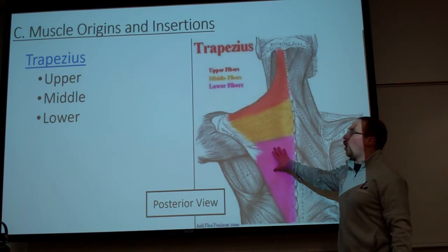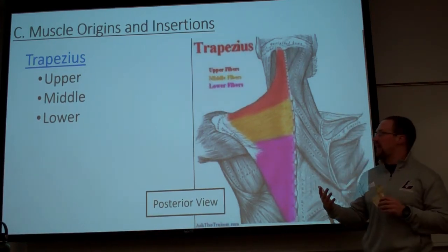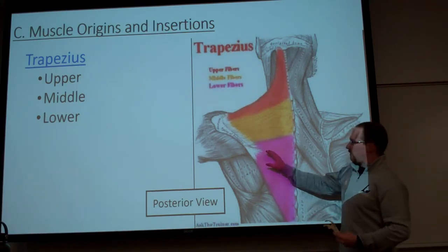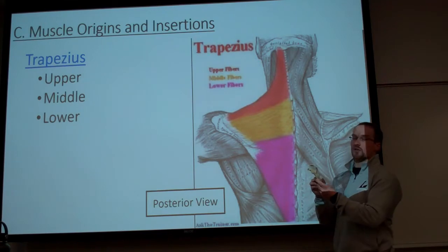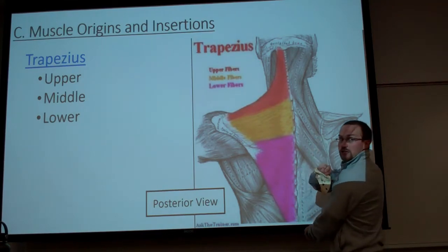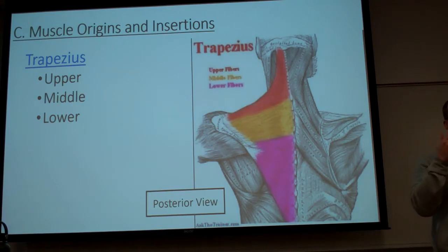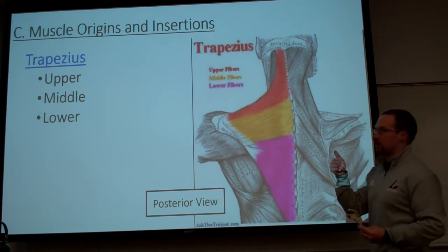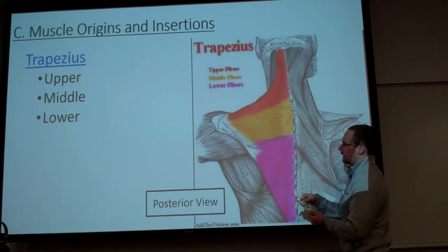In purple, the lower trapezius does the opposite in some cases. Instead of pulling up on the scapula, it pulls it down. So this is going to help with scapular depression. However, it does also help with upward rotation. So that's different. You would think it'd be opposite, but it's not the case.